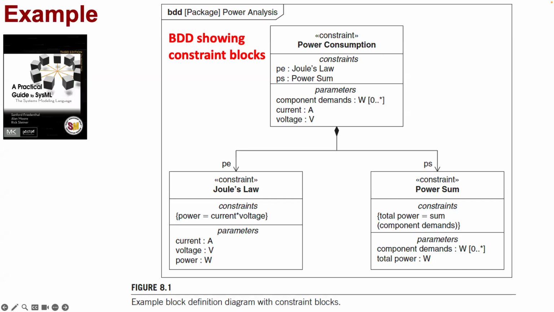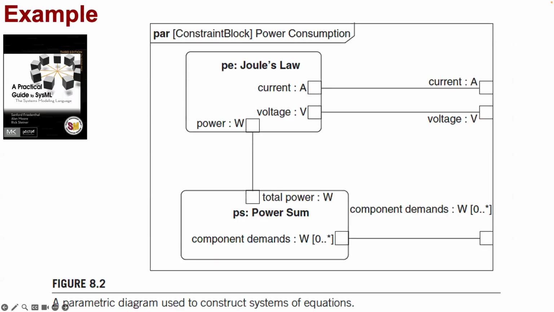And so this shows you how constraints can be at various levels. You have the power consumption, and below that we have a physical law that we're leveraging, and also the summation of power. So this is a block definition diagram. And then we're relating this to a constraint block that's helping us explore power consumption.